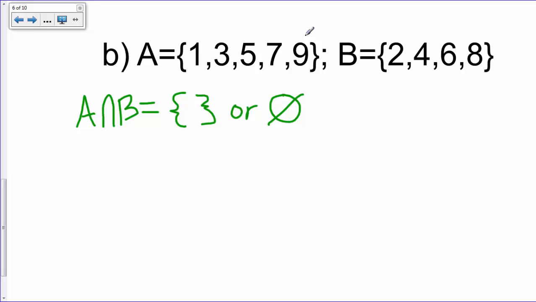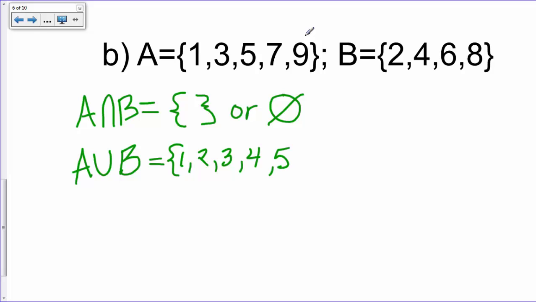Now if we're talking about A union B, we have to include all numbers in both sets. So we have 1, 2, 3, 4, 5, 6, 7, 8, and 9. This would be A union B.